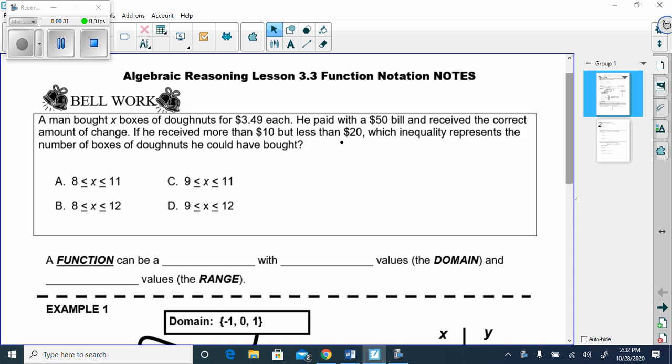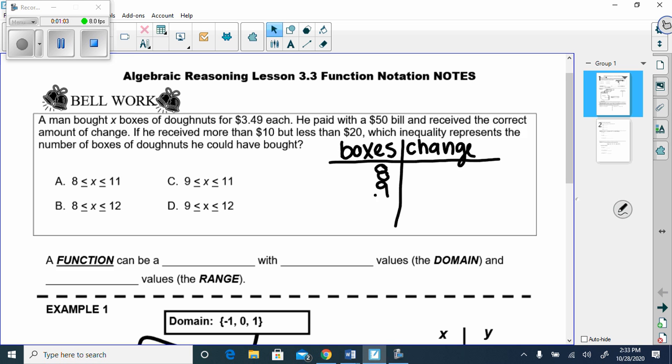So I'm going to make a little table for that. Boxes and his change. All right, we have no idea how many boxes, but looking at my answer choices, we have a pretty good idea, right? The smallest number it could be is 8, and the biggest number it could be is 12. So it could be anywhere in between those: 8, 9, 10, 11, or 12. Could be any of those number of boxes.